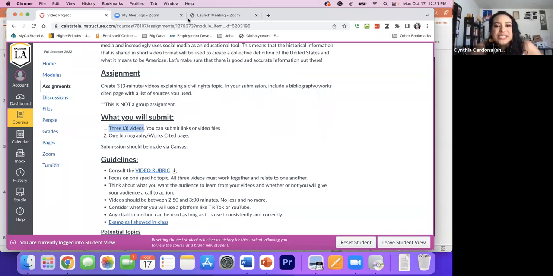If you choose to use TikTok, it does not have to be posted publicly, Maria. That's a great question. You can just post it privately and save it to your device and then submit the file on Canvas. That's exactly what you would need to do, Maria, in order for me to see it. Because if you post it privately, nobody will be able to see it, including me. I need to be able to see your file in order to grade it. If I can't see your file, I can't grade it.